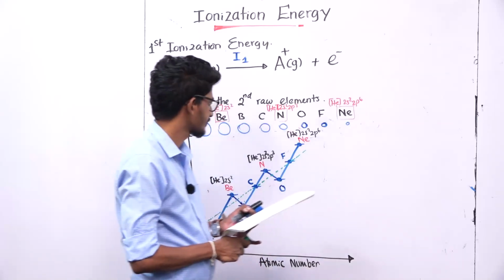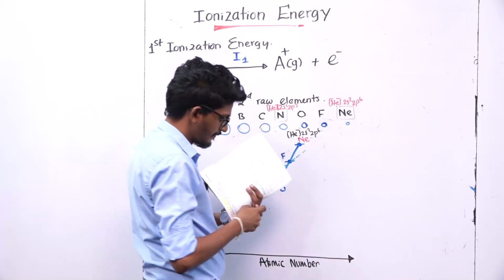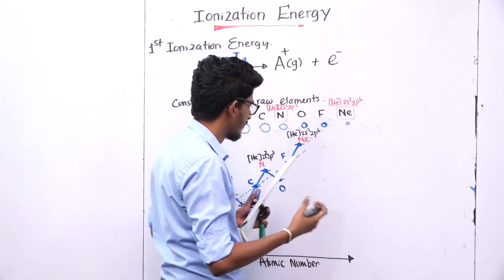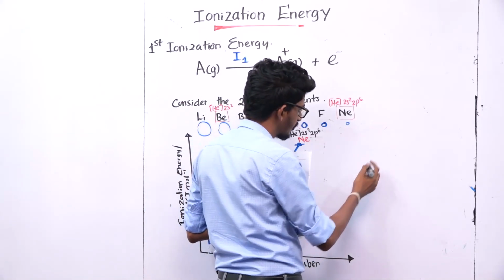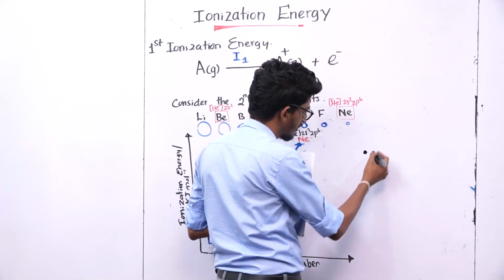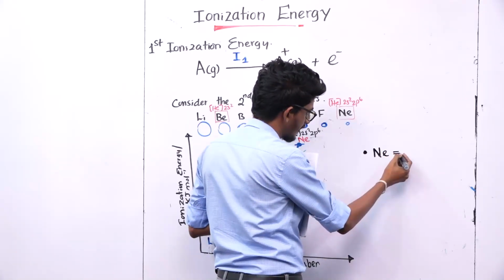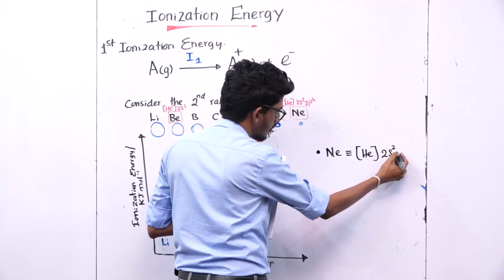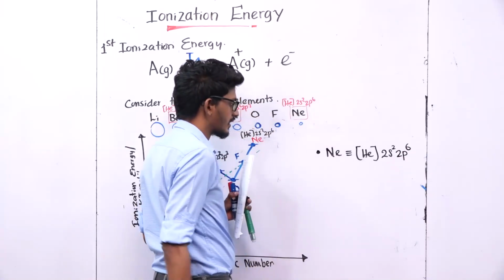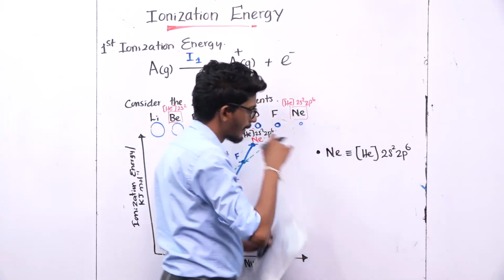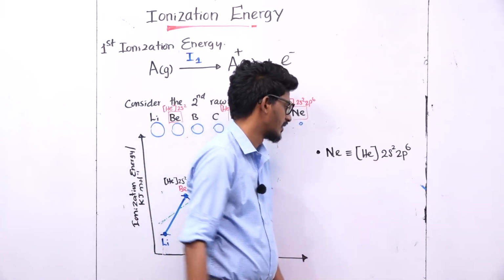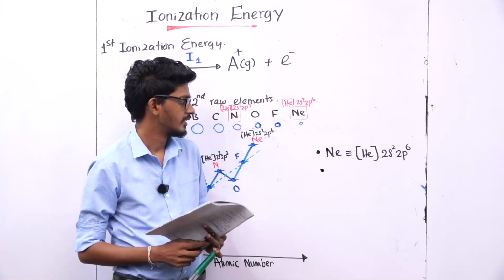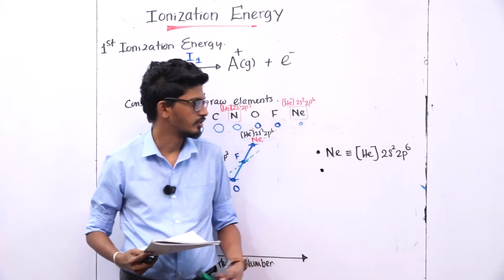First write the configuration of neon. When we are supposed to write the reasonings for those trends, first come up with the electronic configuration. So as the first point, just write the configuration of neon. Neon is equal to helium 2s2 2p6. The shorthand condensed configuration is enough, right? Okay, just write this as the first point.